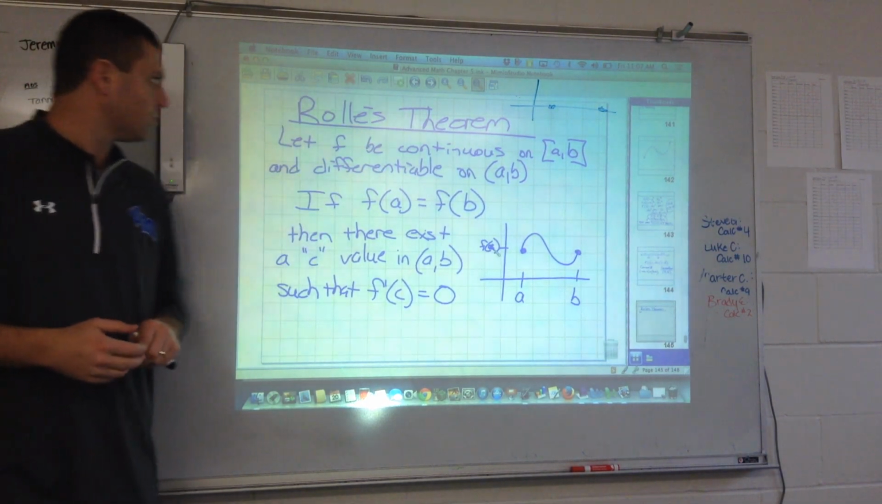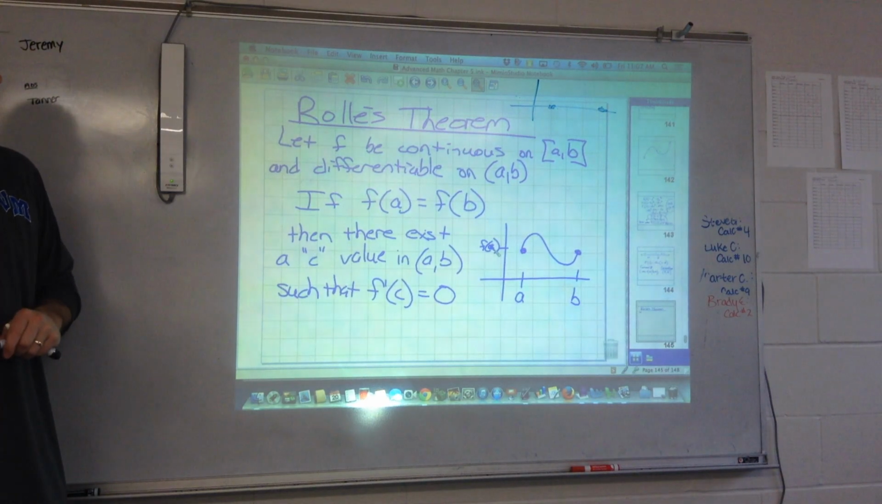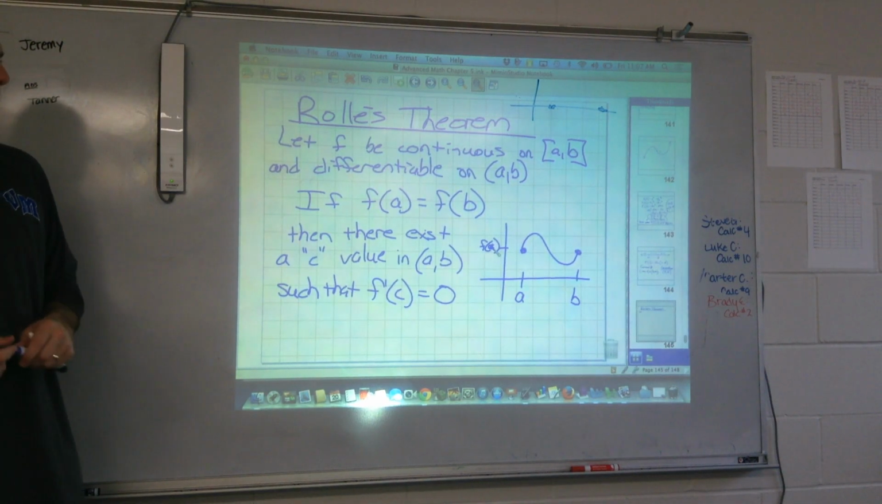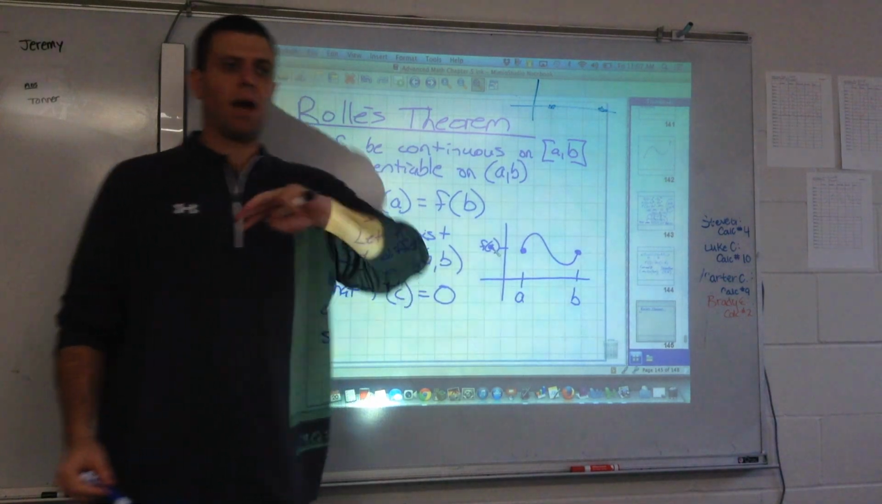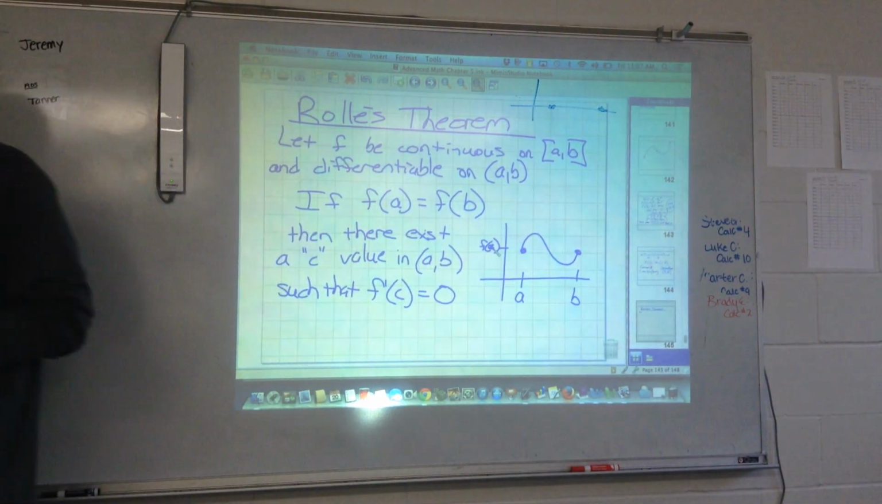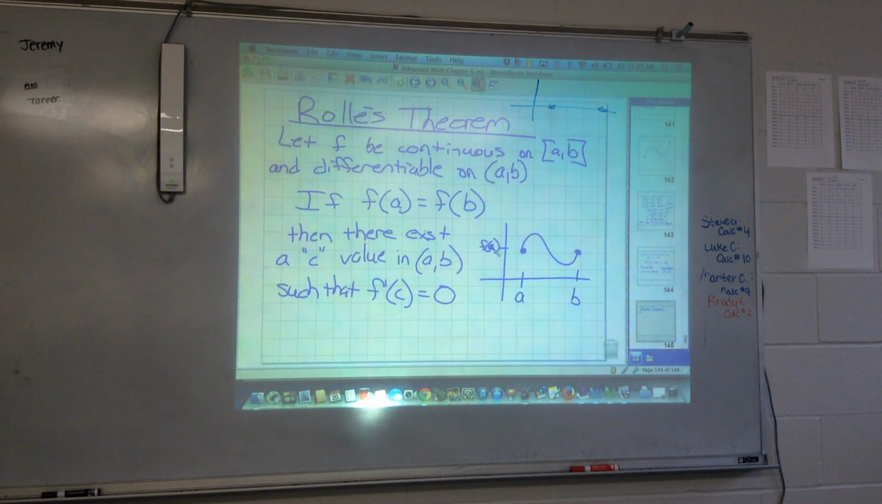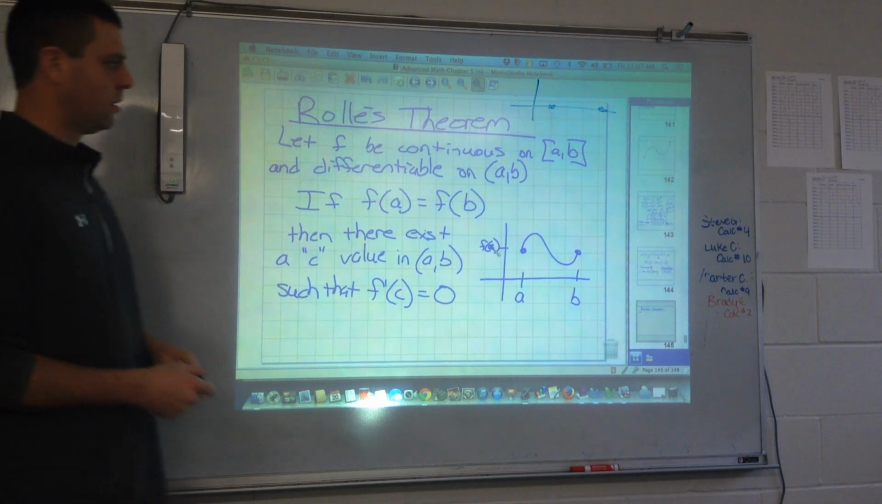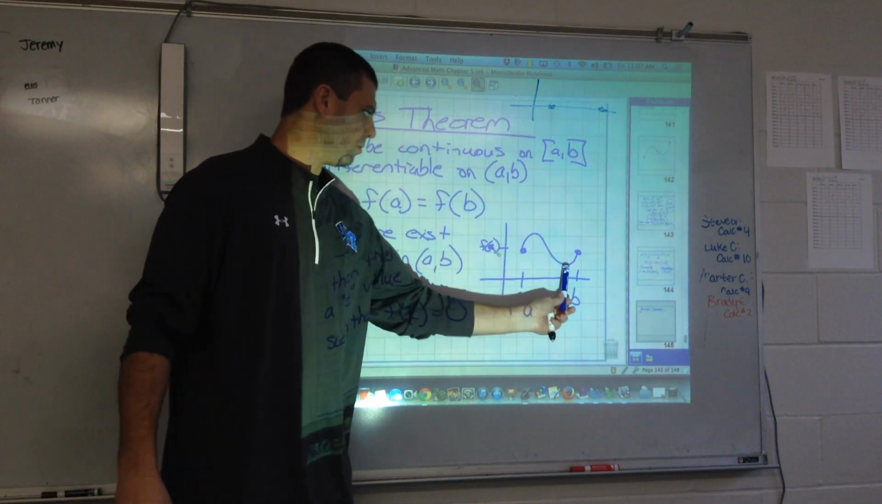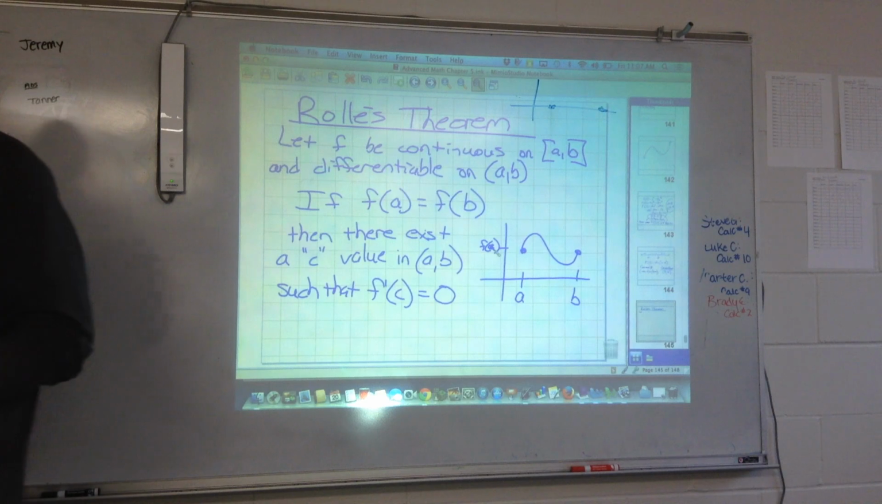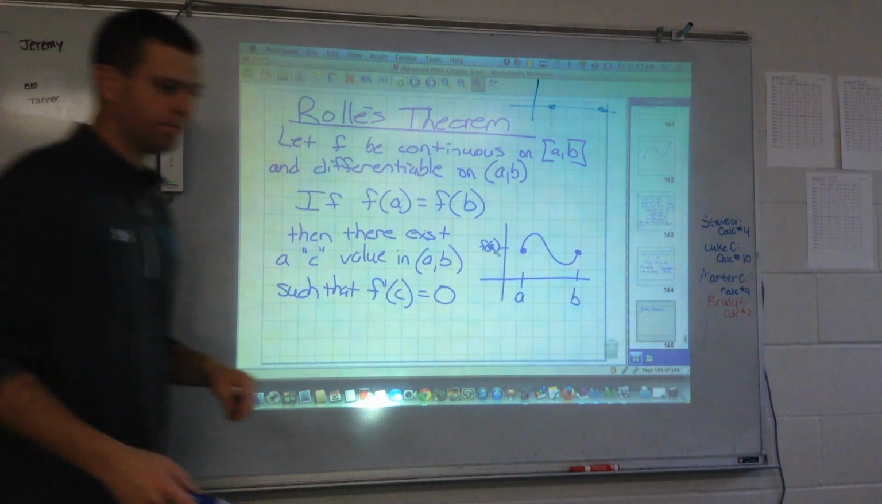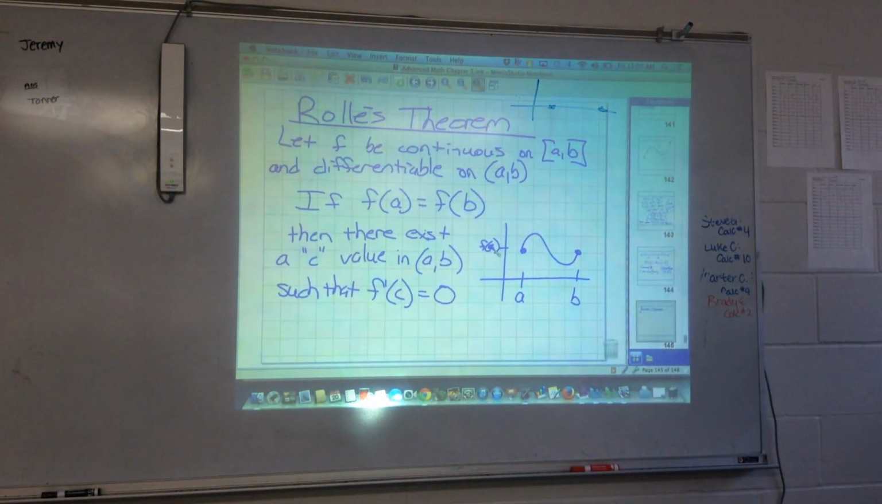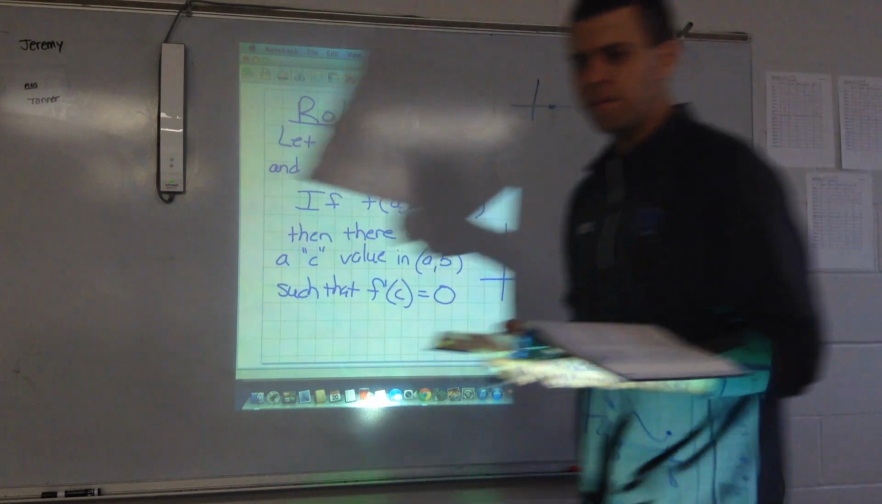They call it Rolle's theorem. Basically it's just saying, at some point between a and b, my rate of change is 0. Could be multiple points. Could just be one. In my drawing, there would have been 2. Okay? That's Rolle's theorem. Everybody got that?